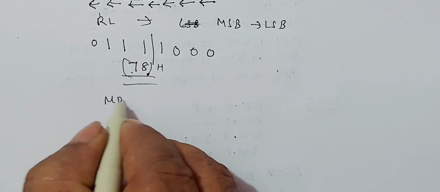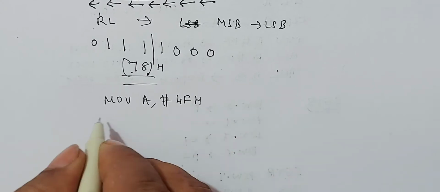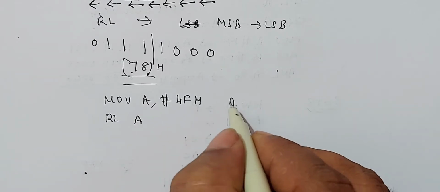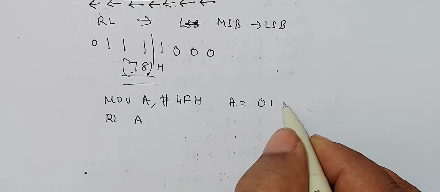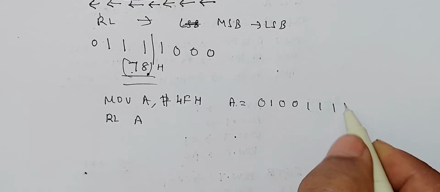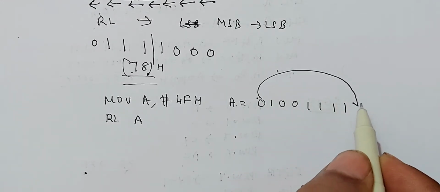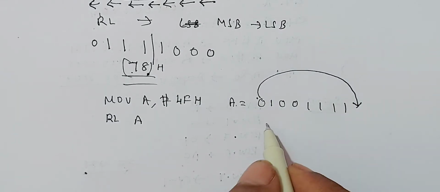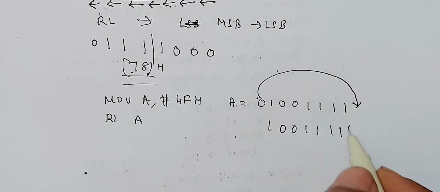Example: MOV A, #4FH. Then RLA, very simple. A is 4FH. 4 means 0100. F means 1111. Simply take this MSB to LSB and shift this in this manner. Then 100111, this 0 comes here. So MSB becomes LSB. That's all.